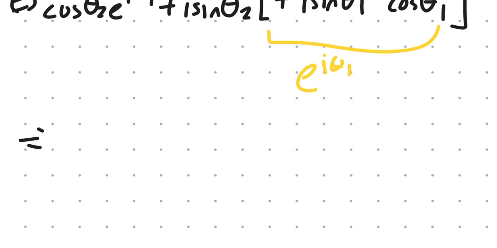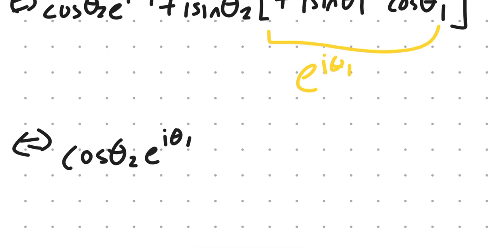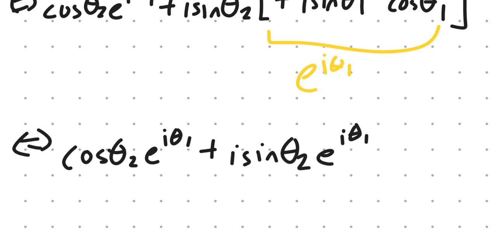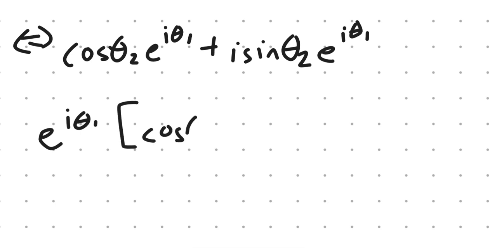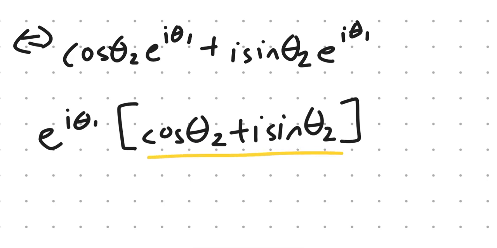So actually, we have just come to the same conclusion as I assumed, which states that we can take this e to the i theta 1 outside. So this will be e to the i theta 1 times (cosine theta 2 plus i sine theta 2). And this indeed is equal to e to the i theta 2. So now we have proven that the whole thing is equal to e to the i theta 1 times e to the i theta 2.